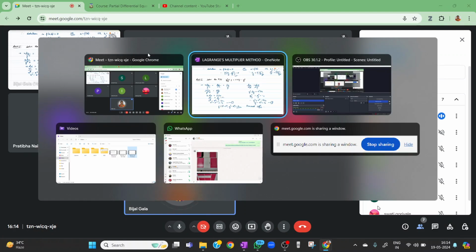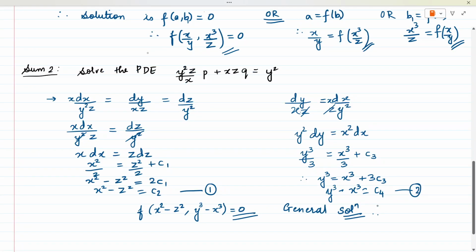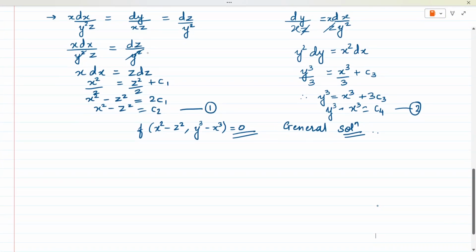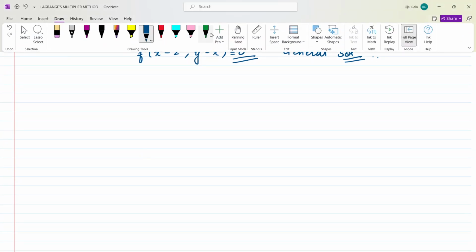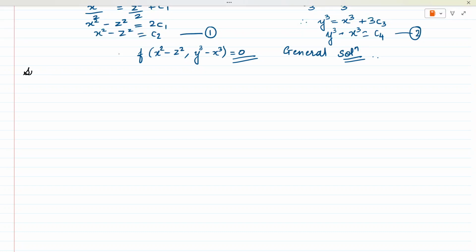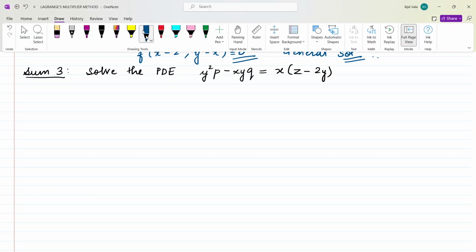Okay. Moving on to little different types of questions. These are the basics which we have taken. Sum number 3. Again, we are expected to solve the PDE. We have y squared p minus xy times q is equal to x times z minus 2y. Let's try and simplify them.